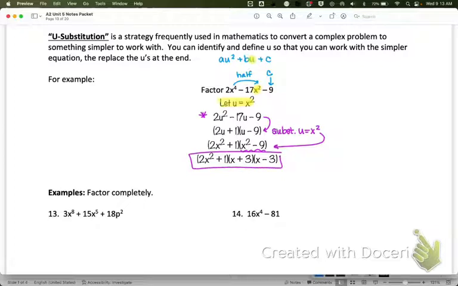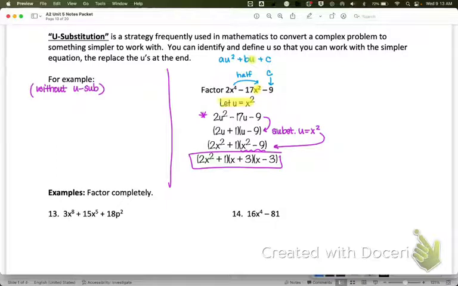Now, we can just kind of brute force this without doing that substitution, and I'll show you that right now. Sorry, I didn't get that paused in time for the bell to ring. So here's the other option, if you want to do this without u substitution.